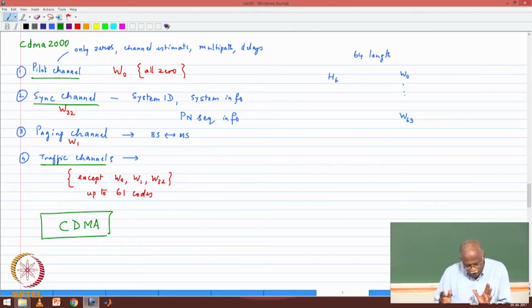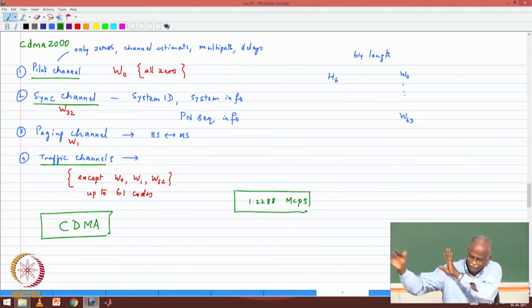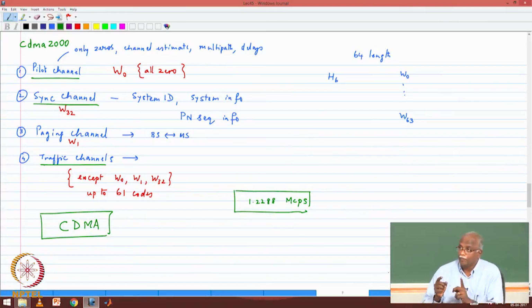Okay, and we saw how all of these will eventually be transformed into a sequence which has this magic number 1.2288 mega chips per second. All these channels eventually must produce 1.2288, and at that rate they get combined, then pulse shaped, and then transmitted using an IQ transmitter. So in the process we noticed that there were two PN codes or M sequences that were utilized.